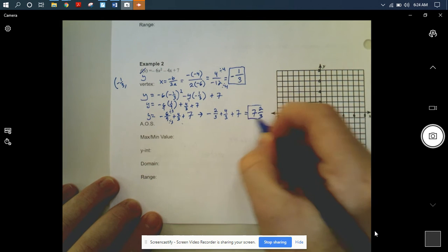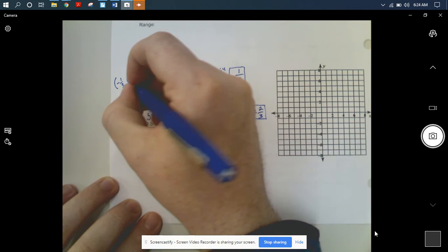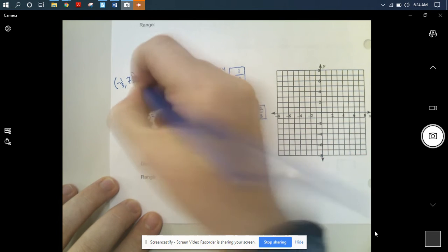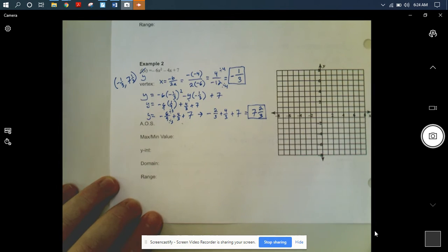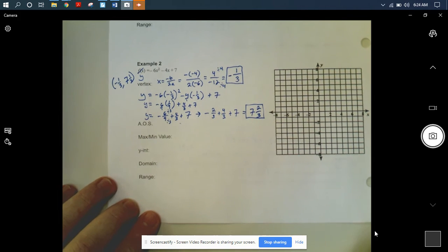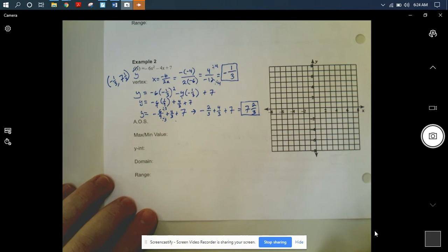So this is going to be the y portion of my vertex. So we have our x and y. Well, so we finally have the vertex. Now let's go back and answer the rest of the questions.